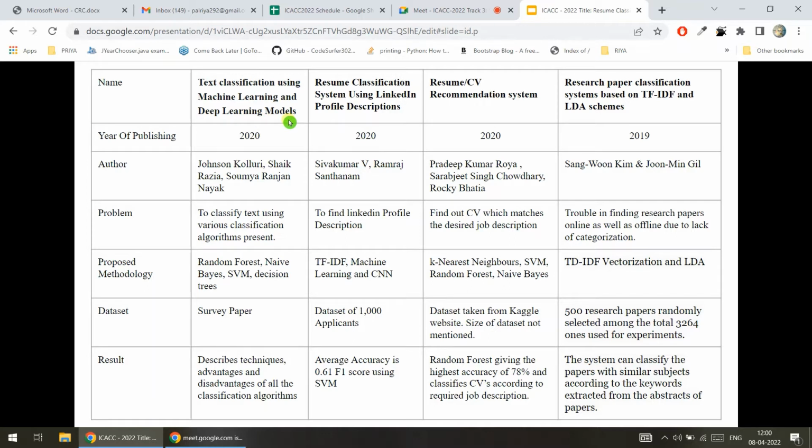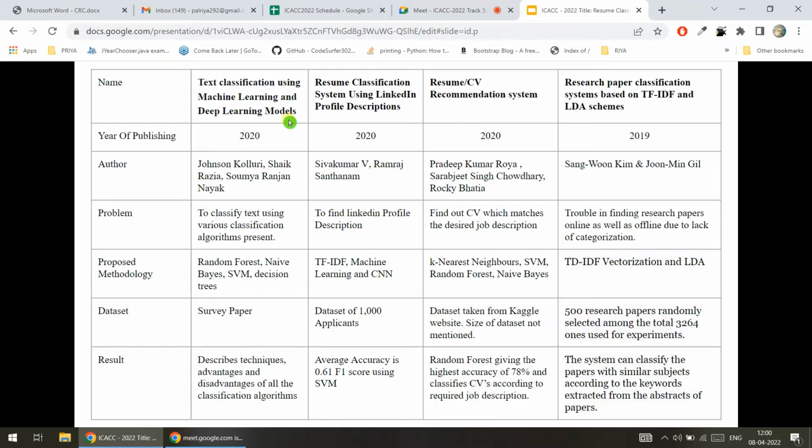Then the second paper from 2020 uses machine learning algorithms, CNN, and TF-IDF vectorization to classify resumes according to LinkedIn profile descriptions. The dataset they mentioned contained resumes and LinkedIn profiles of 1,000 applicants. And out of all the algorithms that they used, the support vector machine, that is the SVM algorithm, gave them the highest F1 score of 0.61.